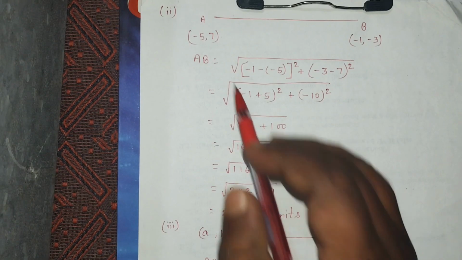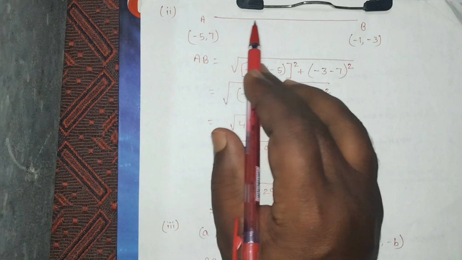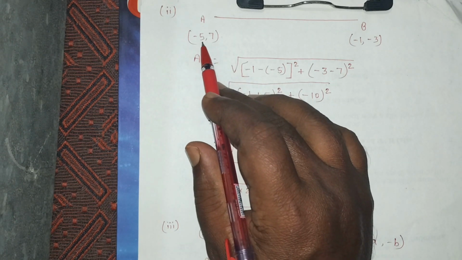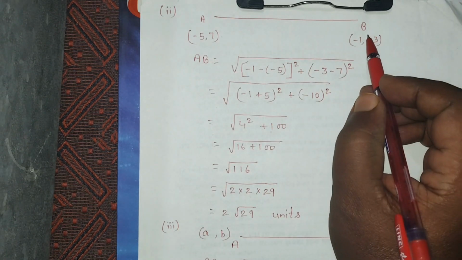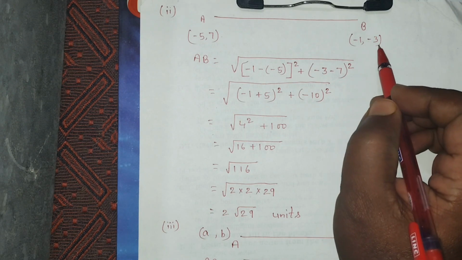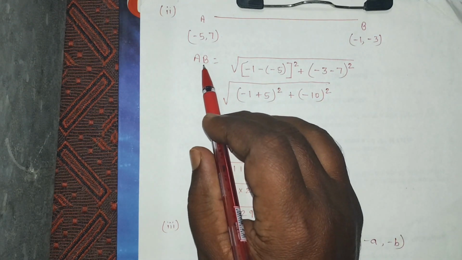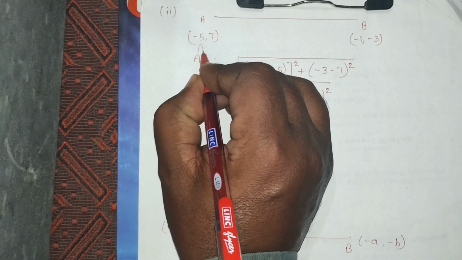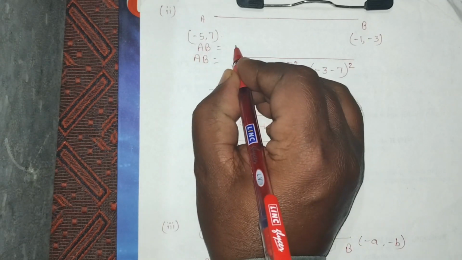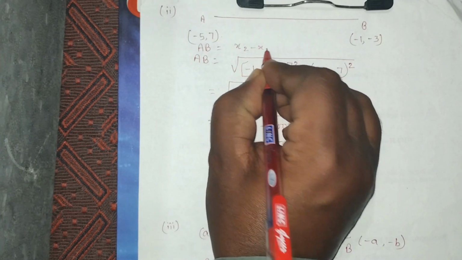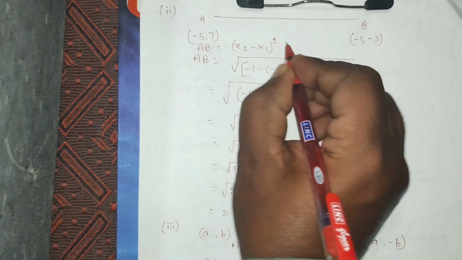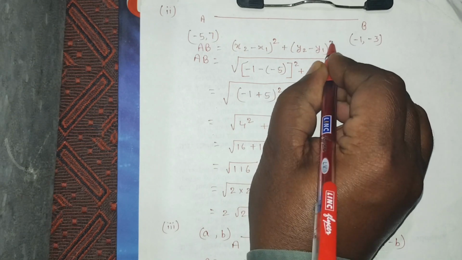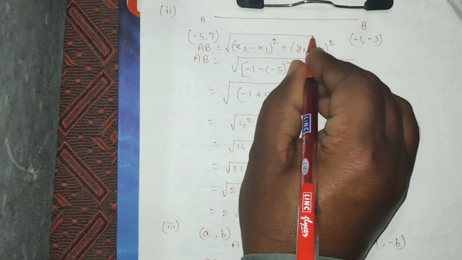Now, students, this is the second example, a line segment named AB. Coordinates of point A are -5, 7. Coordinates of point B are -1, -3. AB equal to, here you will get the formula. Formula is repeated here. AB equal to root of x2 minus x1 whole square plus y2 minus y1 whole square. Everything under the root.